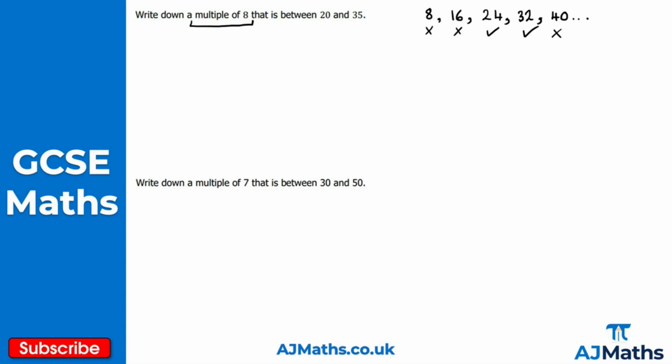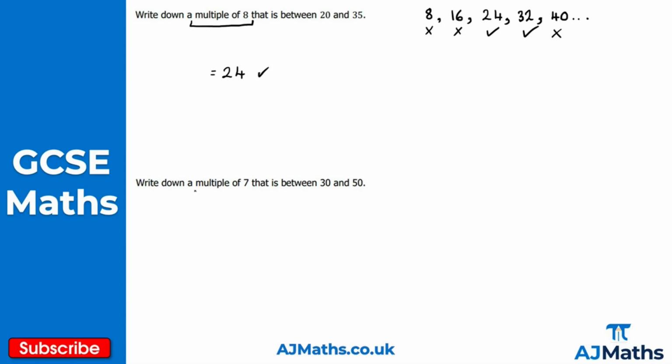That's greater than 35, and then clearly anything else will also be greater than 35. So we've got two possible options here for a multiple of 8 between 20 and 35, and we can say either 24 or 32. So let's just say 24 here is a multiple of 8 between 20 and 35. And that gives us the solution to the very first question.